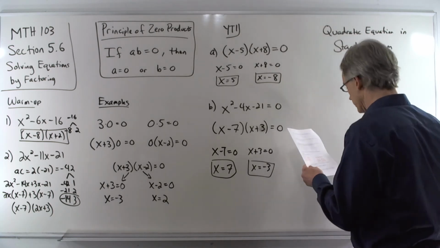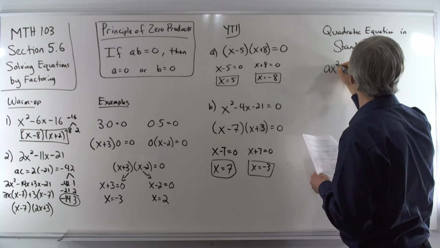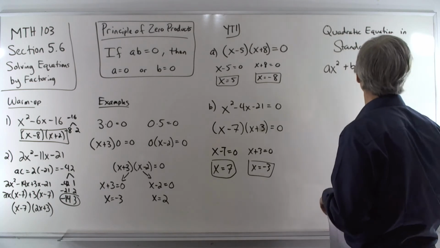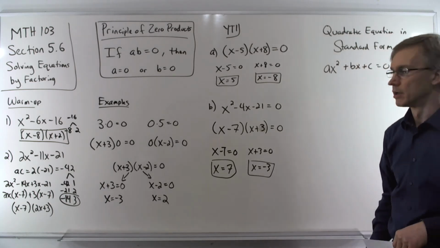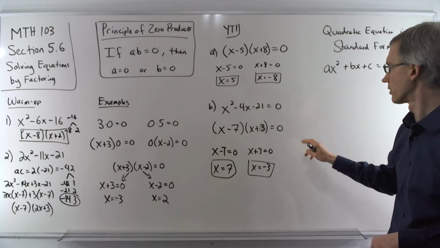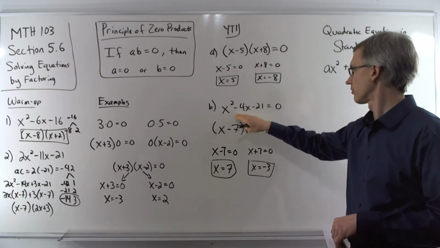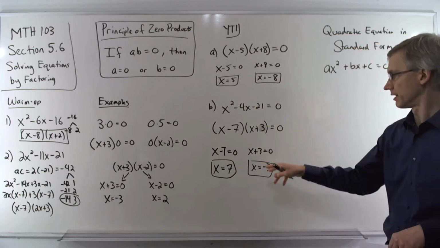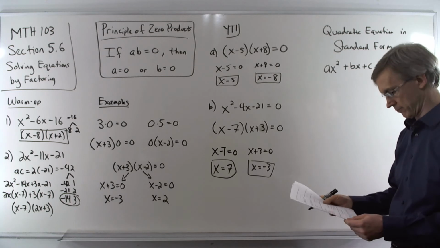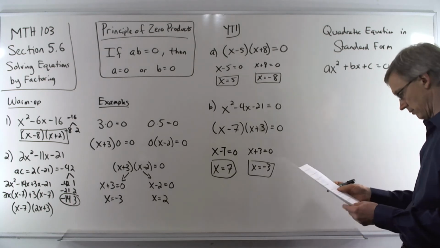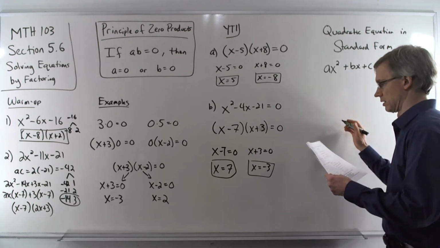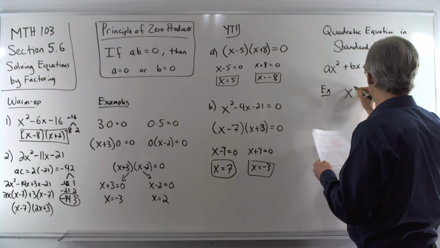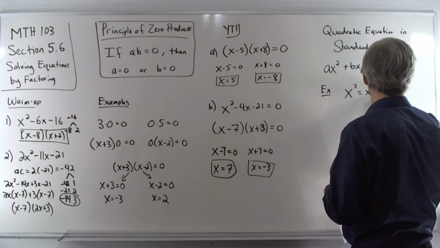The quadratic equation in standard form is ax squared plus bx plus c equals 0. If we have an equation that's not in standard form like this, we're going to need to put it in standard form and then go through this procedure: factor, and then split it up. We have an example here: x squared equals x plus 30.